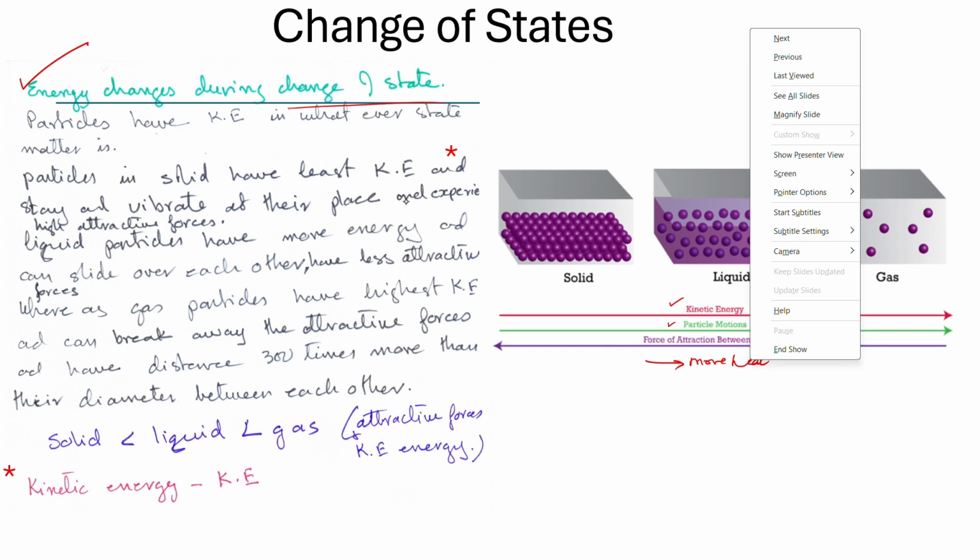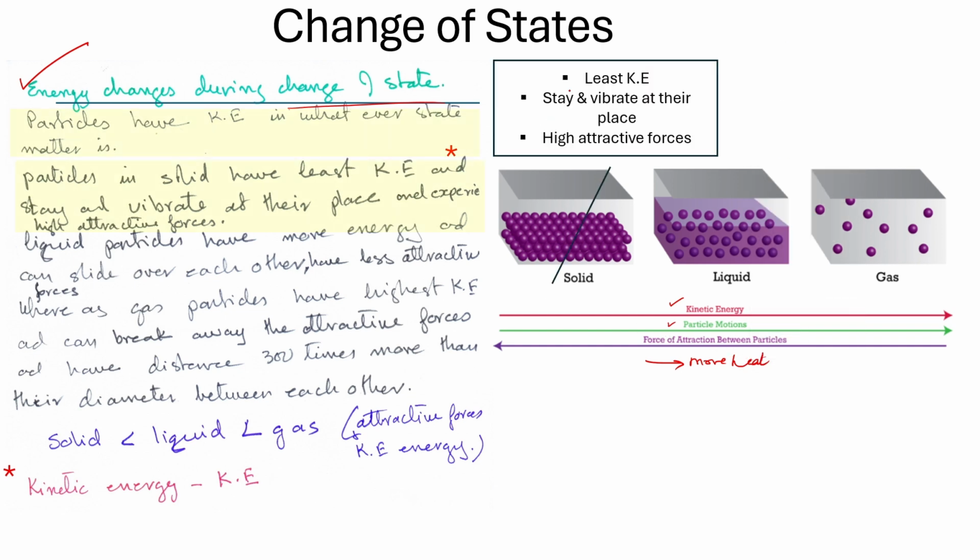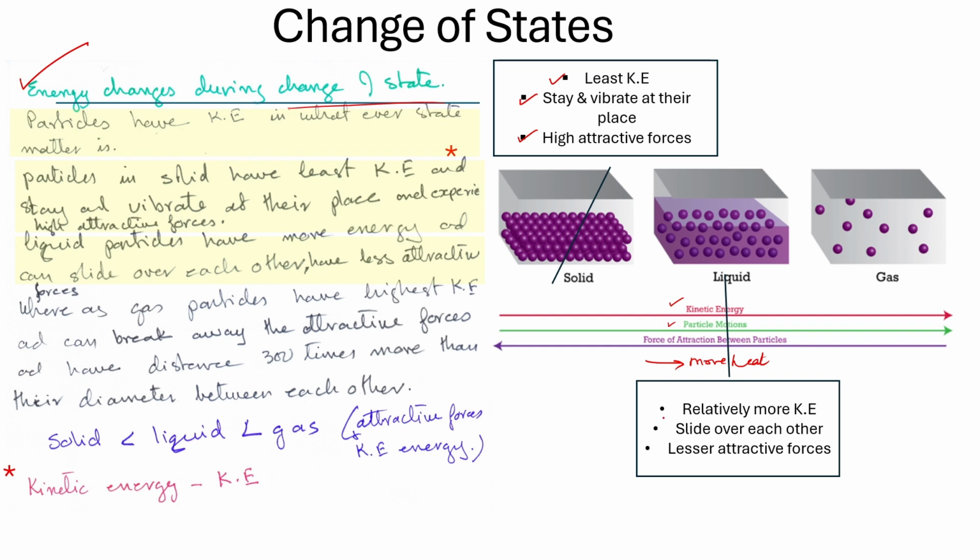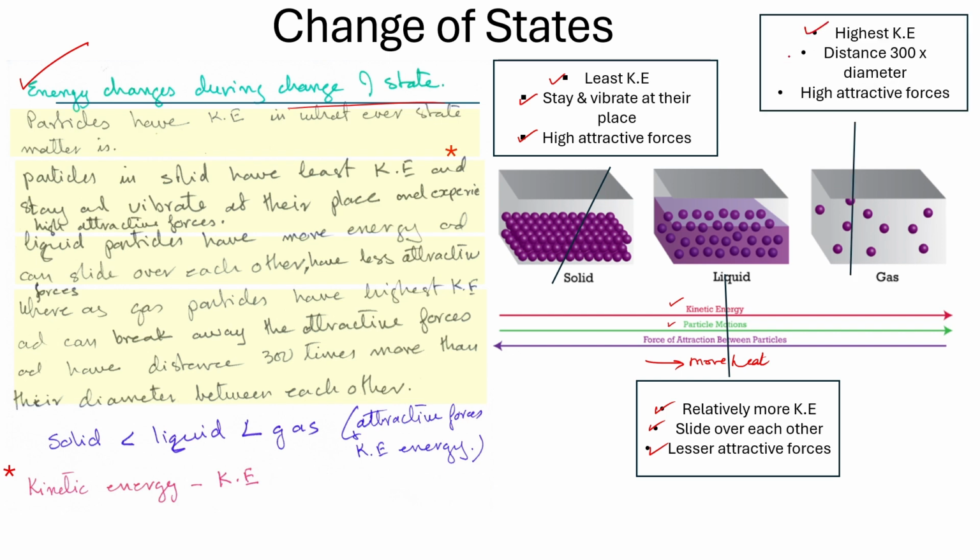Particles in solid state have the least kinetic energy and stay and vibrate at their place and experience high attractive forces among the particles. Liquid particles have more energy and can slide over each other, and have less attractive forces, whereas gas particles have the highest kinetic energy and can break away from the attractive forces and have distances 300 times more than their diameter between each other. Now in this equation I have written about the attractive forces and kinetic energy. Solid has the least, then liquid, and then gas.